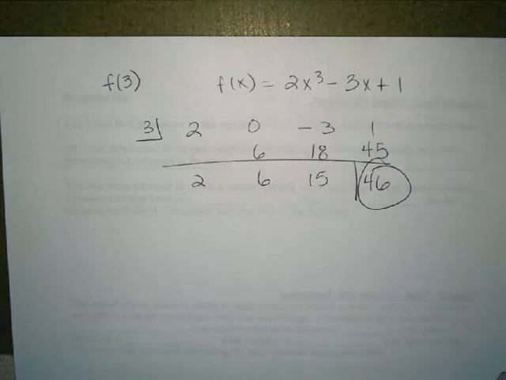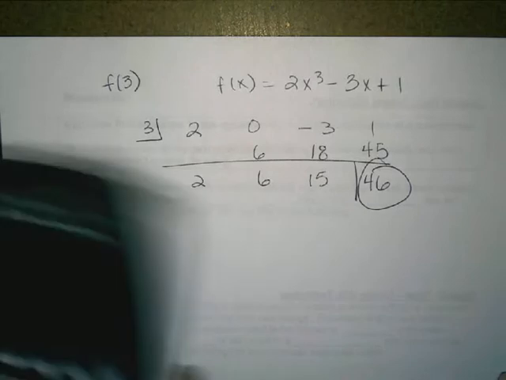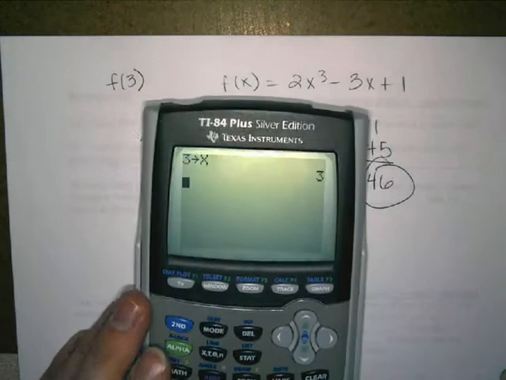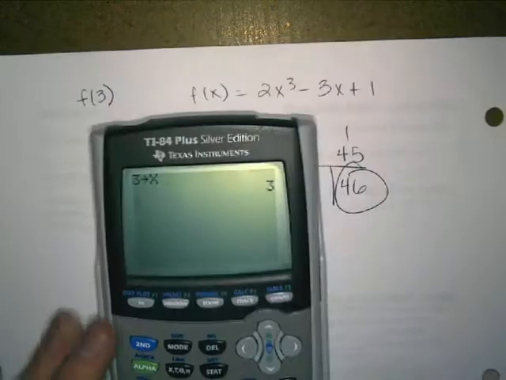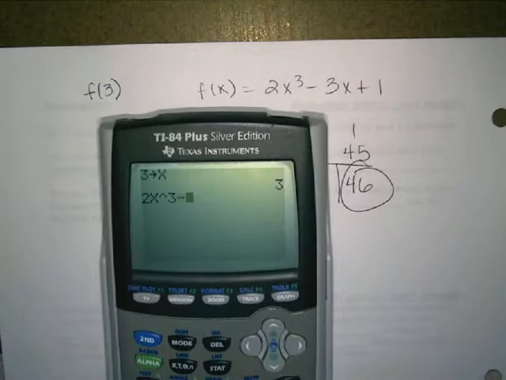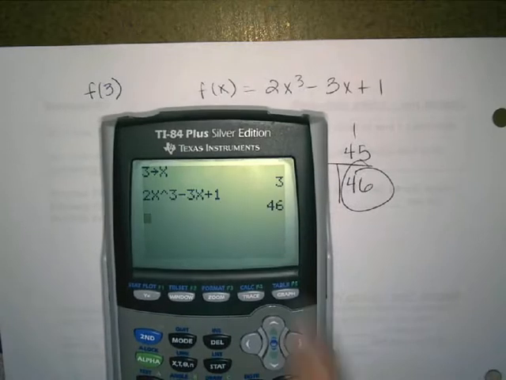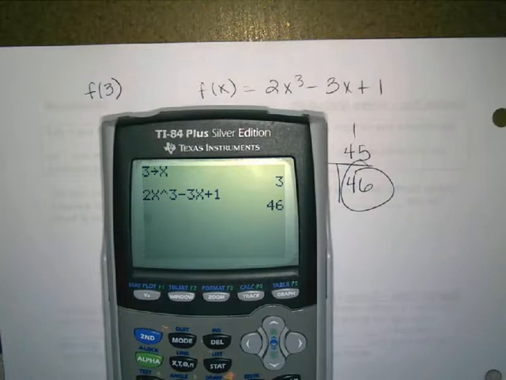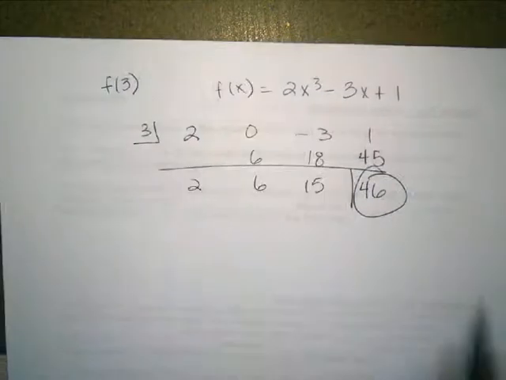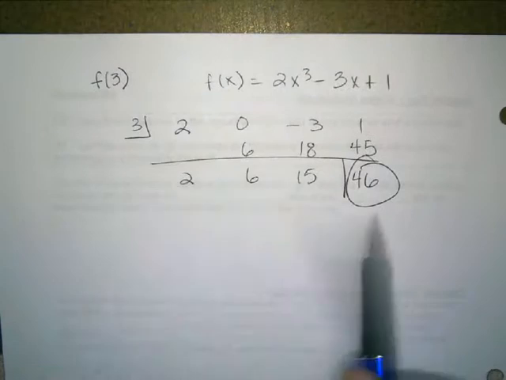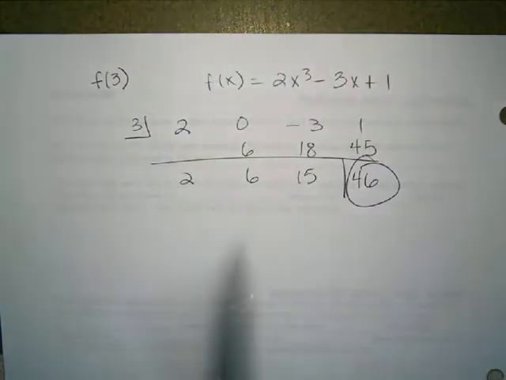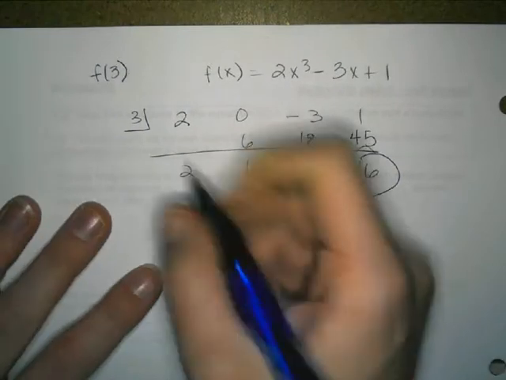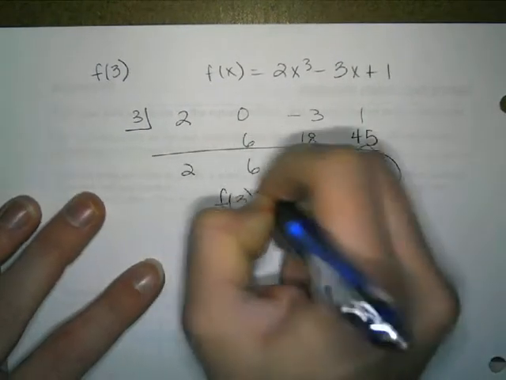Sorry, I didn't have all my little tools here. So if I was to plug in 3, I'm going to store 3 as my x. And then we have 2x cubed minus 3x plus 1, 46. So you can see that my remainder is what I would get if I plug 3 into the function like we do normally. What's nice about this is it's really quick to do if you don't have a calculator. You can plug 3 in fairly quick, and you get that f of 3 equals 46.